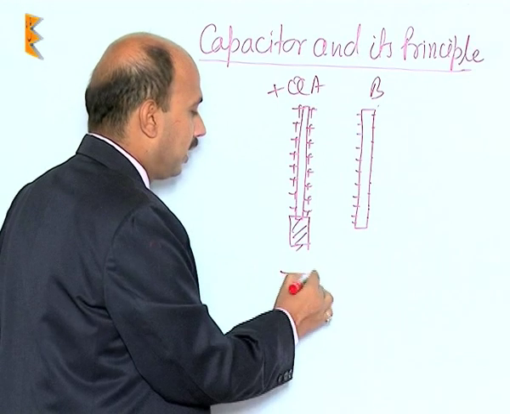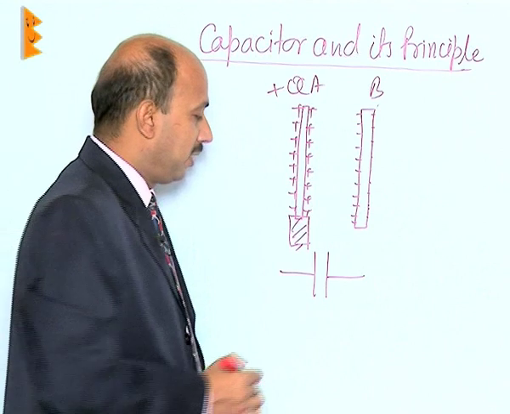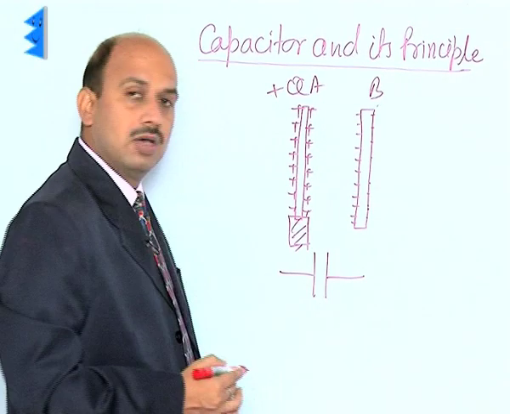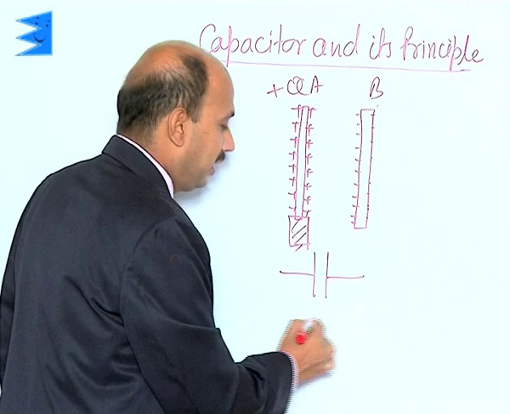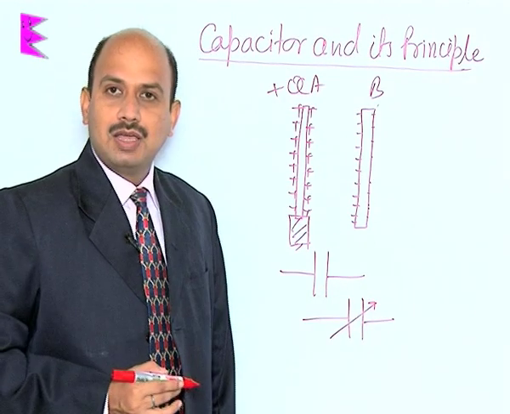Its symbol is taken like this. If this type of symbol is taken, it means the capacitor does not change, and this is the symbol here. And if we take a symbol like this, it means this is a capacitor of variable value.